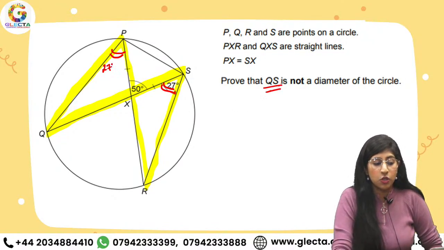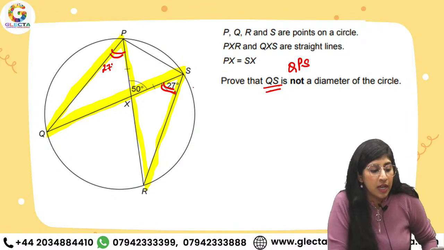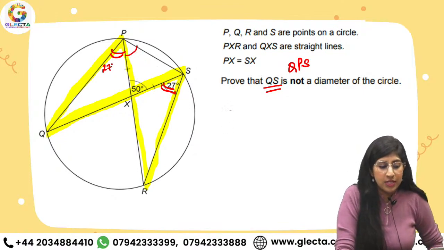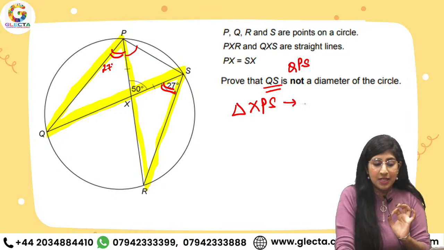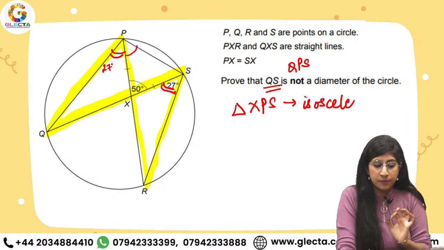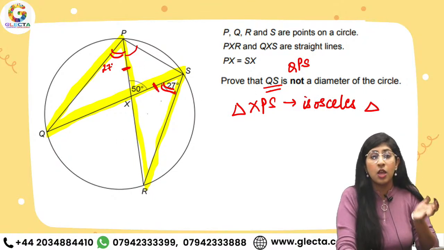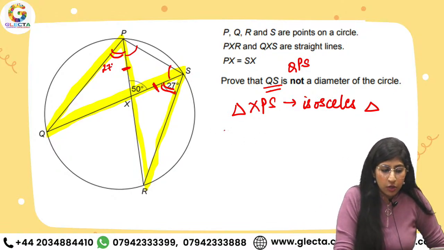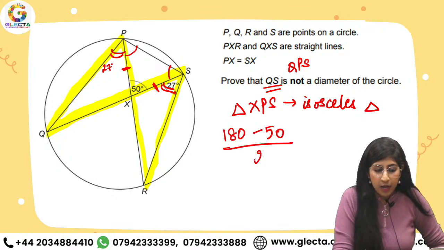To show that QS is not a diameter, I need to work out angle QPS. I have found QPX, but now I'll be working out angle XPS as well. If you see triangle XPS, it's clearly given that this is an isosceles triangle. These dashes represent that. What would be the missing angle over here? All you got to do is 180 take away 50, divided by 2.